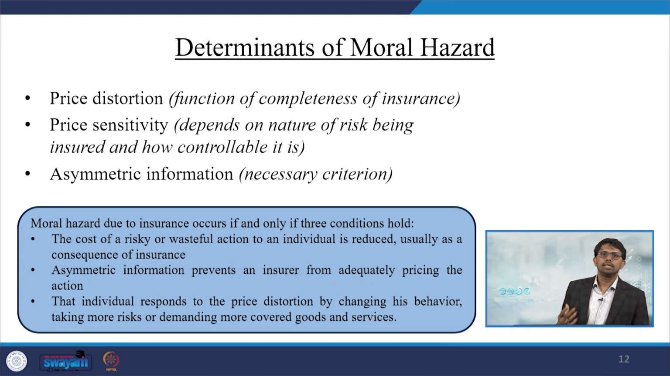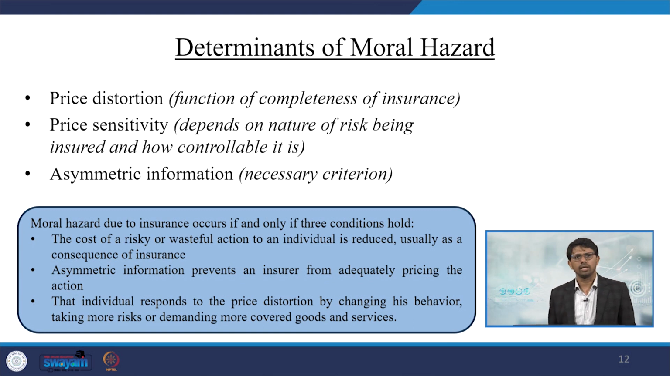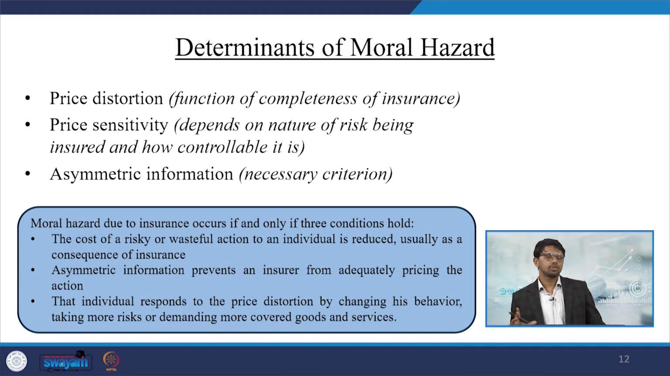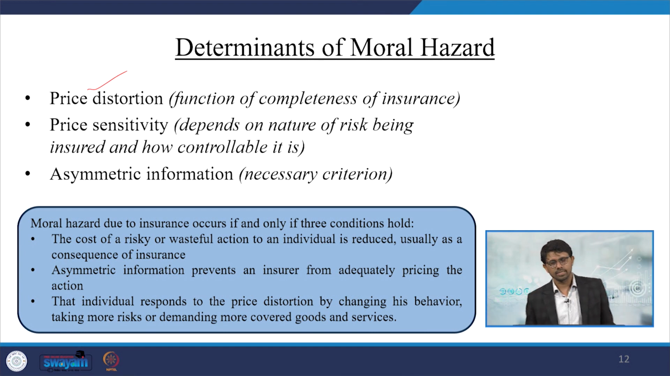So, what then are the determinants of moral hazard? There are largely three. One is a very necessary criterion called asymmetric information, which we have already explained, and the other two are price distortion based or price sensitivity based. In the price distortion case, it is a function of the completeness of insurance. So, if complete insurance is there, that actually distorts the price, and the patient might take advantage because of price changes. Hence, price distortion leads to the possibility of moral hazard.